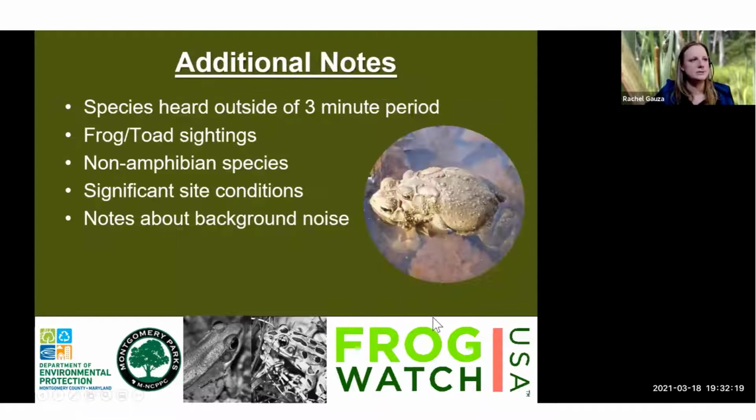Ken mentioned the back of the data sheet being basically your note space, and that's going to be valuable for a lot of supplemental information. So anything that seems like it would enhance the understanding or interpretation of your data is what you would want to put there. Some notable examples: if you visually see frogs and toads while you're there, write that in. If you can visually identify them, write them in.